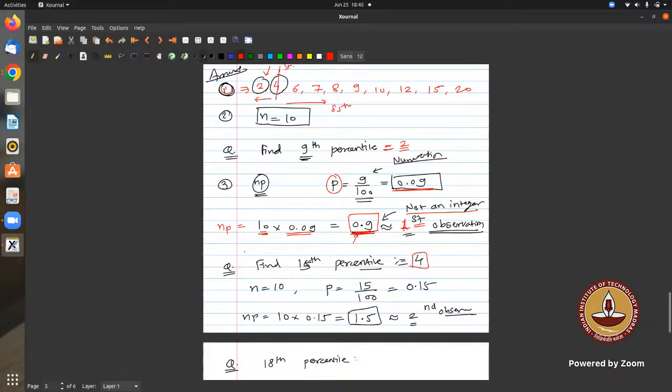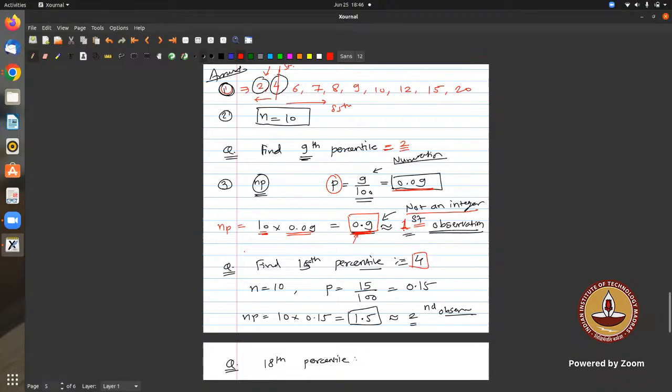So let's say your score is at the 98th percentile. That means 2% of the students are above you. Let's say 10,000 students appeared for the exam. 2% of 10,000 is 200, right? So 200 students are above your marks, and the remaining students are below your marks. That is the meaning of it.